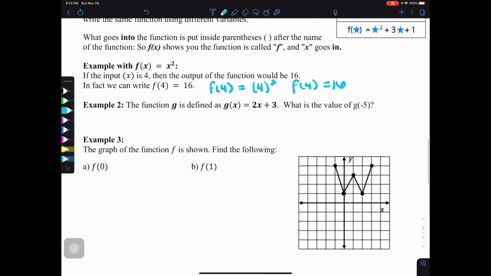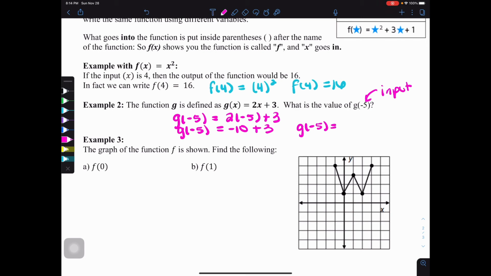So let's look at example 2. The function g is defined as g of x equals 2x plus 3. So what is the value of g of negative 5? So that means that negative 5 is our input. So I'm going to say g of negative 5 equals, and every place where I see an x, I'm going to replace it with negative 5. Then I can go ahead and actually simplify that like we did earlier. 2 times negative 5 is negative 10. Then I need to do negative 10 plus 3. So that means g of negative 5 is equal to negative 7.